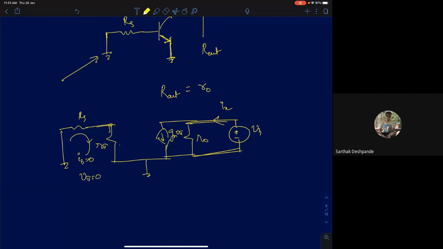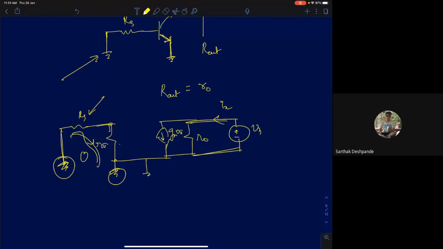Now, since the input voltage is ground, look at this circuit. This is your small signal model. Rs is present. What is the voltage across Rs plus R pi? It is 0, right? This node is at 0, and this node is at 0. So what will be the current flowing through Rs plus R pi? The current will also be 0. There won't be any current flowing in the circuit. Therefore V pi will be 0. If V pi is 0, Gm V pi is also 0, so I can remove this current source.